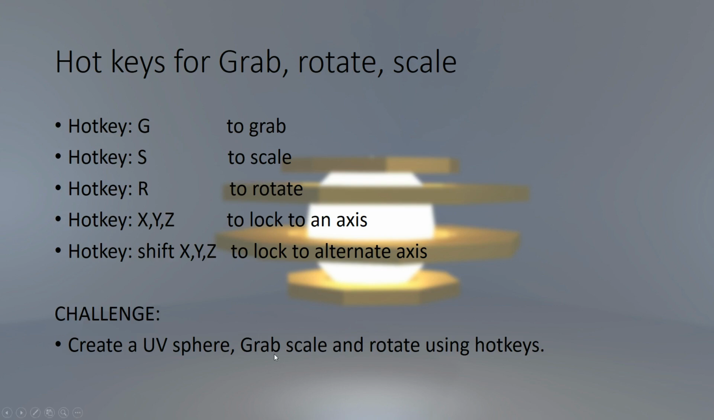There aren't too many people who use the Shift XYZ function, so if you can really master that, you really do have a step ahead. So remember, G, S and R are the basic hotkeys for object mode. X, Y and Z to lock to an axis. Shift X, Y and Z to lock to alternate axes.